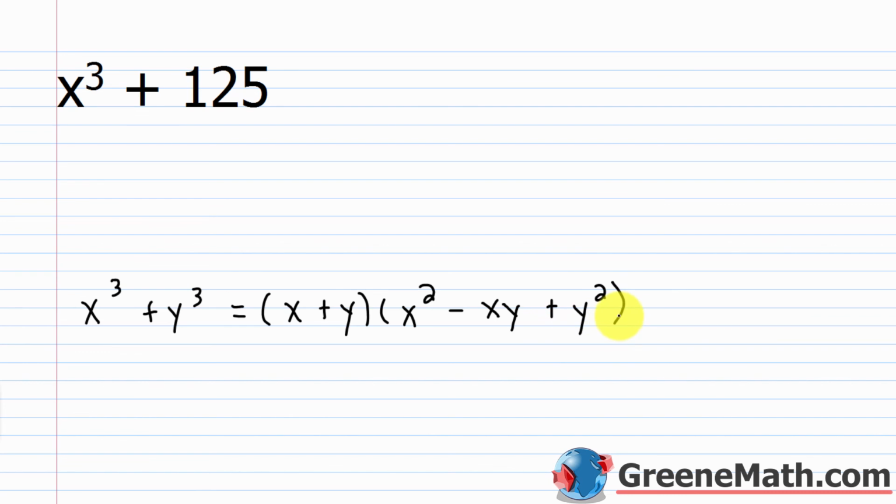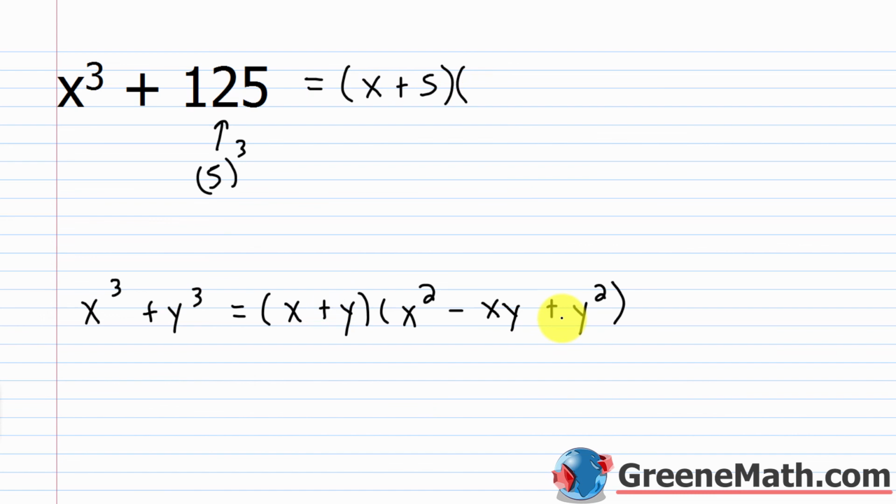So kind of following this format, if I look at this, I have x cubed, and I have 125. So 125 is 5 cubed. So all I need to do is put what? It's going to be x plus 5. X is what's cubed here. 5 is what's cubed here. So we have x plus y here. X is what's cubed, y is what's cubed. So we have x plus y. Here we have x plus 5.